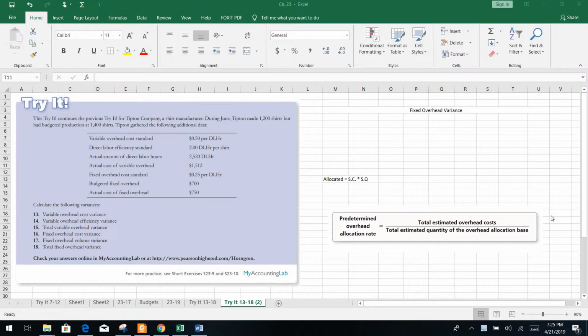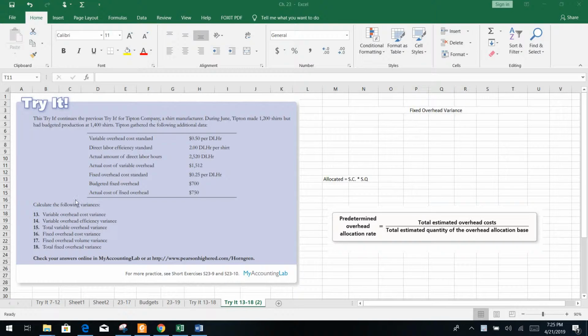Hey guys, I'm going to solve the final three questions on the try it problem from chapter 23, numbers 16, 17, and 18. We're working with the same data that we were for the previous try it problem, only we're ignoring the first half of the data and we're only going to work with the fixed overhead.